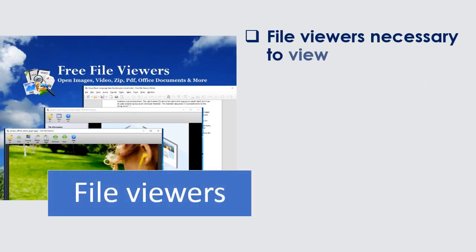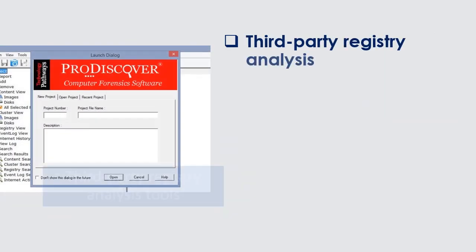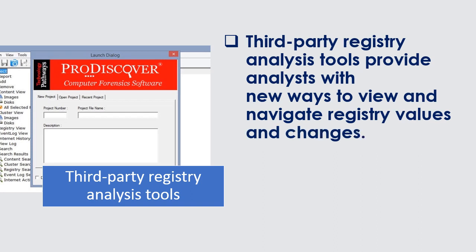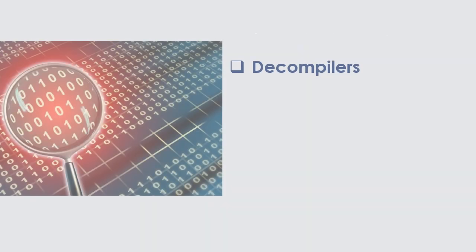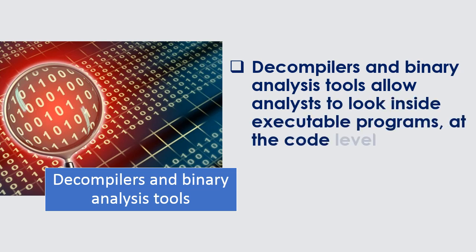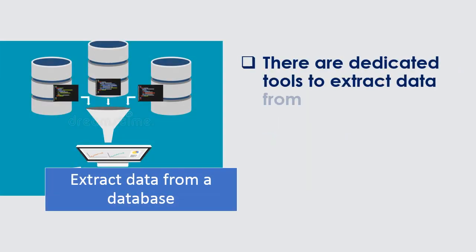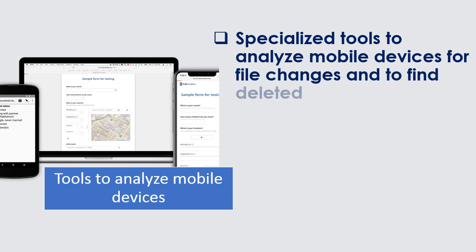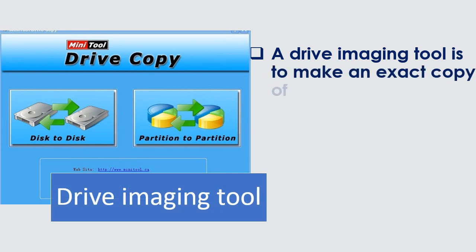File viewers are necessary to view files that have different formats, extensions, or compression types. Third-party registry analysis tools provide analysts with new ways to view and navigate registry values and changes. Debugging tools allow analysts to get more details than default reports or logs. Decompilers and binary analysis tools allow analysts to look inside executable programs, at the code level, and to find anomalies and malicious code. There are dedicated tools to extract data from a database, and specialized tools to analyze mobile devices for file changes and to find deleted files and messages. A drive imaging tool is used to make an exact copy of a drive or piece of media.